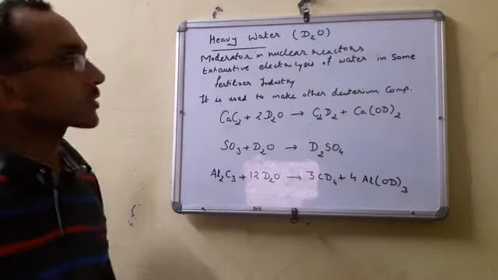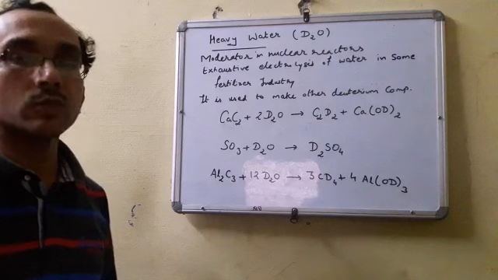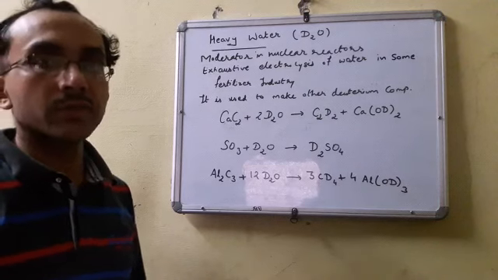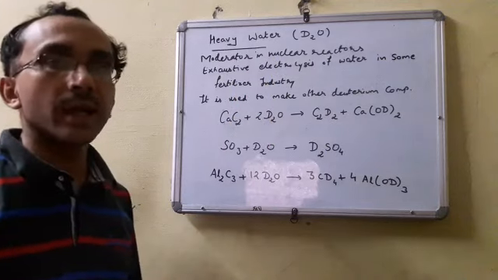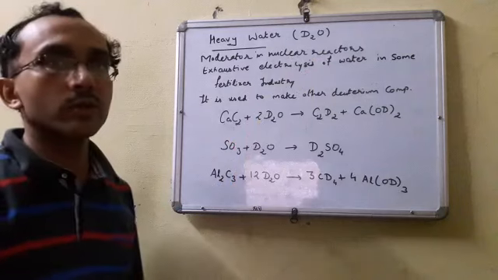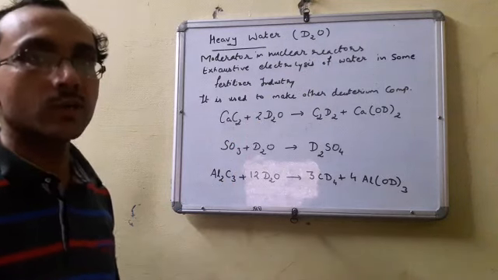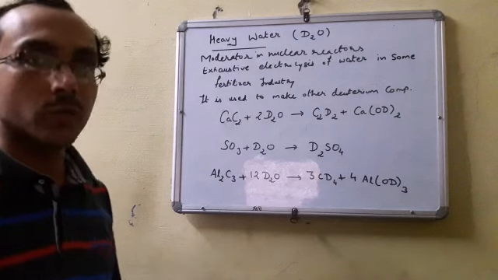Now, students, see the next topic, that is heavy water. As we normally use water, we use H2O. Here we are using protium, the first isotope of hydrogen. Here it is heavy water. Here we are using the second isotope of hydrogen, that is deuterium. That is why instead of hydrogen protium we are using D2O, that is deuterium oxide. The heavy water formula is D2O. It is also called deuterium oxide.